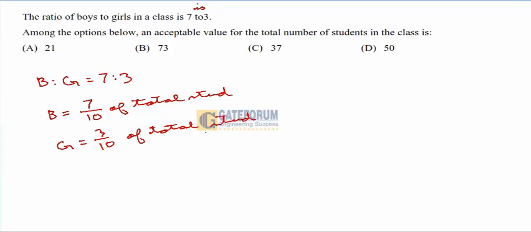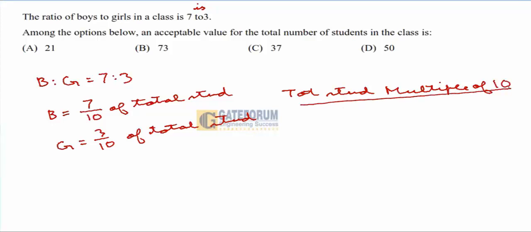Now, one thing we must understand is that boys and girls can't be made into a fraction. I mean, have you ever heard of half a boy, one third of a girl? That's not possible, right? So, the total number of students must be a multiple of 10, because only if it is a multiple of 10, then and only then can the boys and girls be of integral values.